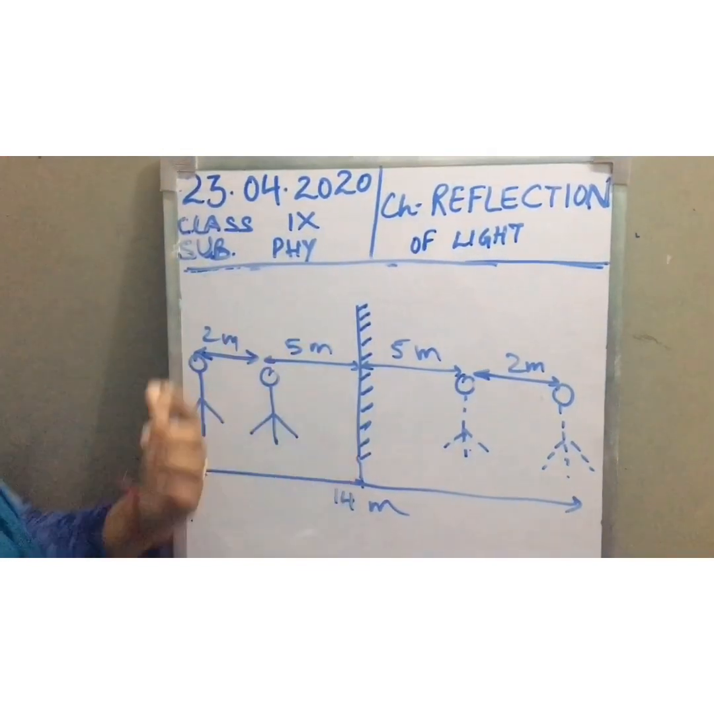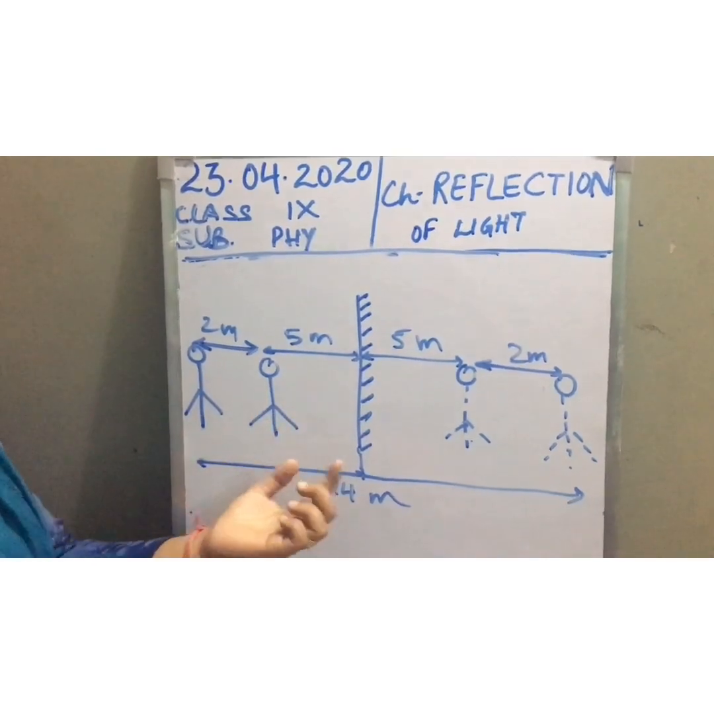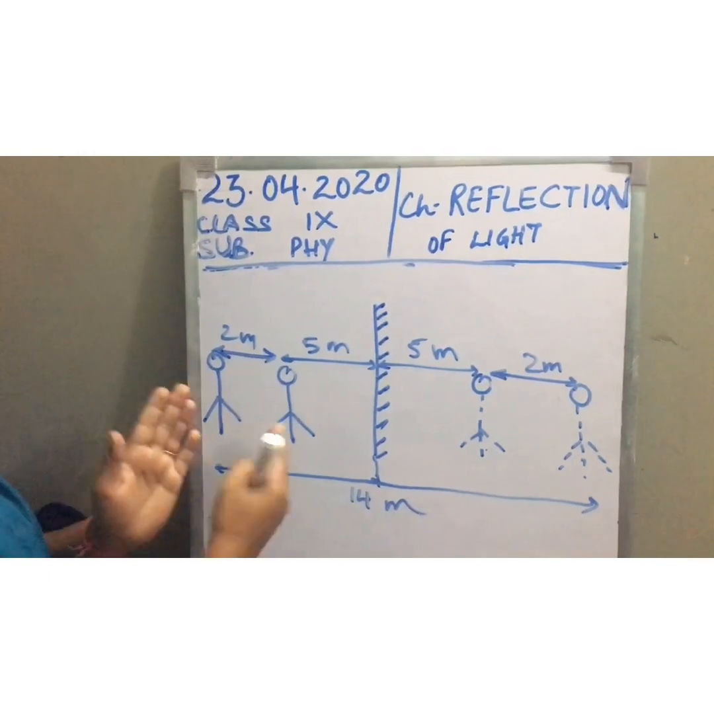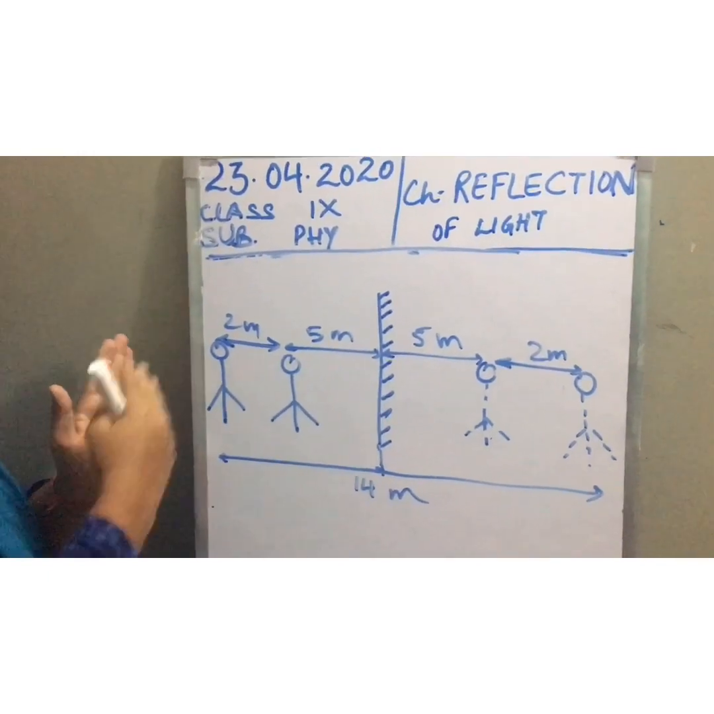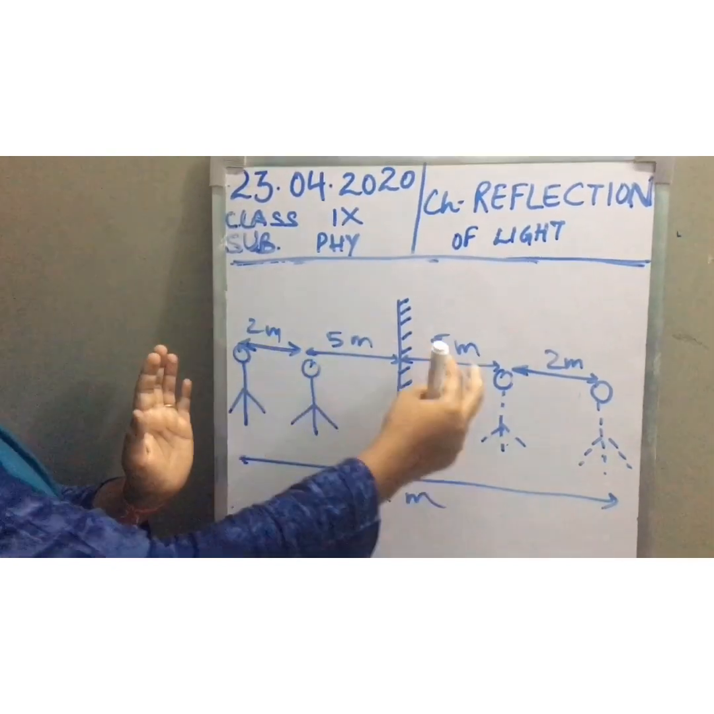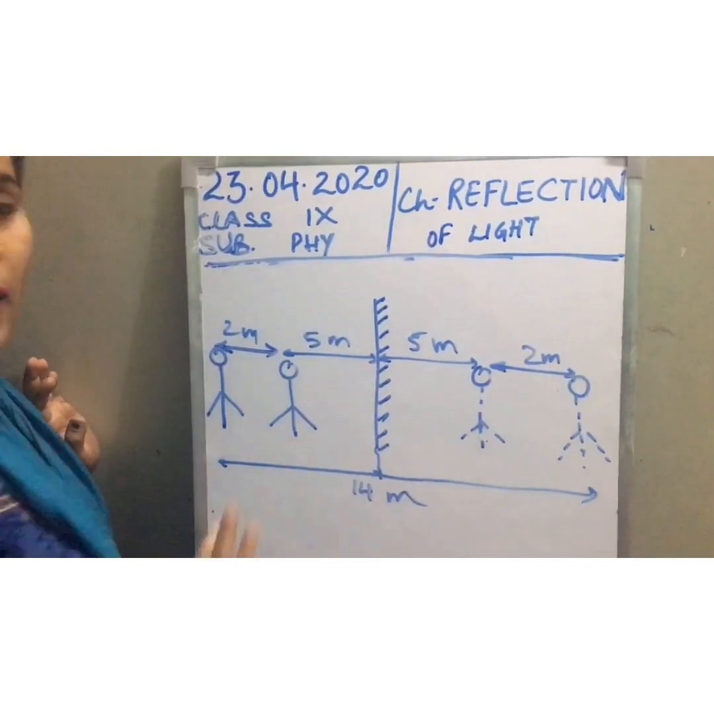But in the next move, the boy moves 2 meters farther from the mirror. That means if an object has moved from its position, the image will also move from its position. That means what will happen? Now the image will also move 2 meters behind the mirror.